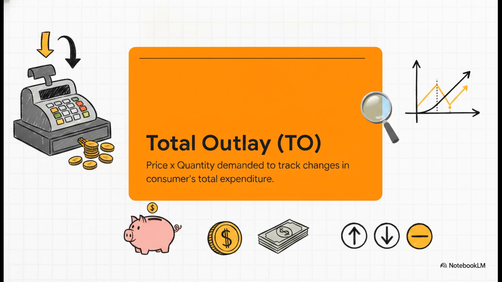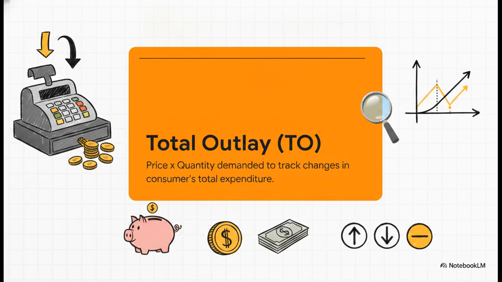Here is Marshall's golden formula. Total outlay, let's just call it TO, is simply price multiplied by quantity demanded. Think about it like this. It's the total money leaving the consumer's wallet, and at the exact same time, it's the total revenue going into the seller's cash register. Marshall basically realized, look, business owners don't always have time to do complex percentage math to figure out elasticity. So instead, just look at the cash register.